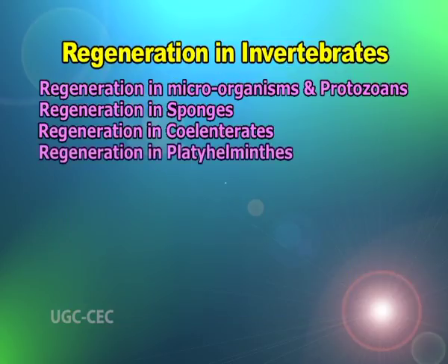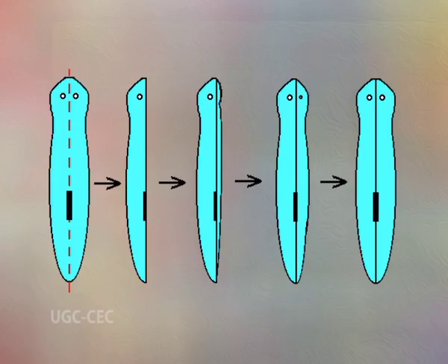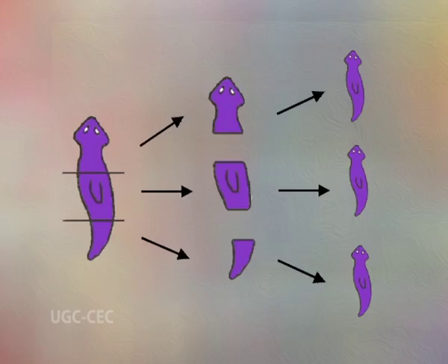Regeneration in Platyhelminthes. Planarians among Platyhelminthes possess exclusive powers of regeneration. When planarians are cut diagonally, each part of the body will regenerate the missing half. A planarian can regenerate the whole organism from a middle section with the pharynx.